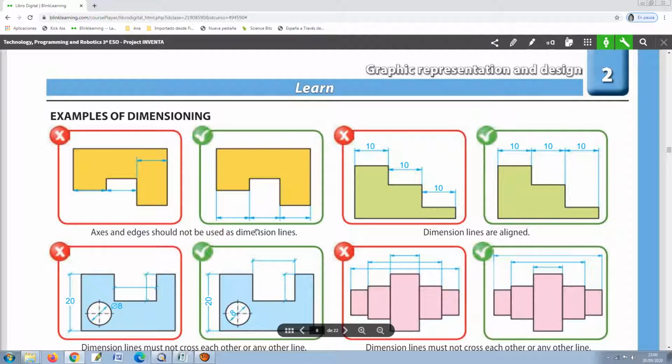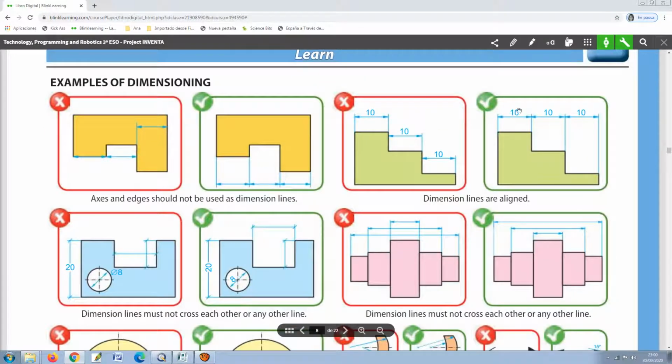So on the right side you have the right way to do it. You have different examples here. Just take a look, so you can check later with your own work when you solve the exercise.